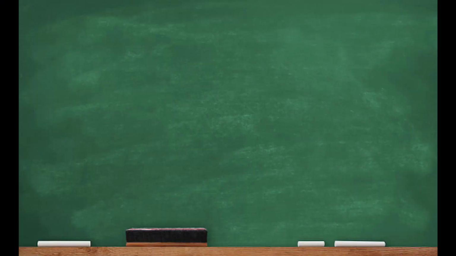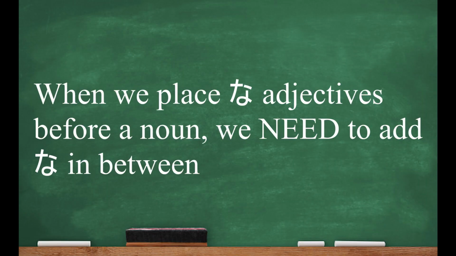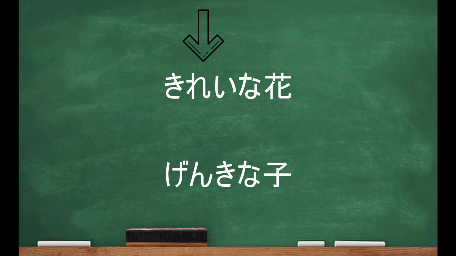Now you may be thinking, why do we call these na adjectives when there's no na in these words? And that's because when we place na adjectives before a noun in order to describe it, we need the na hiragana in between. So for example, if I say kirei na hana, or genki na ko, notice how when we are placing the na adjective before a noun, we need the na hiragana in between. That's why they're called na adjectives.